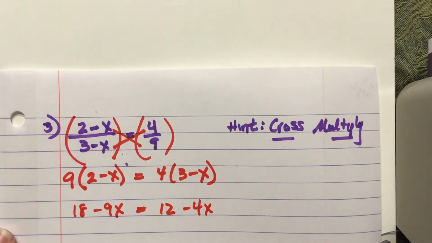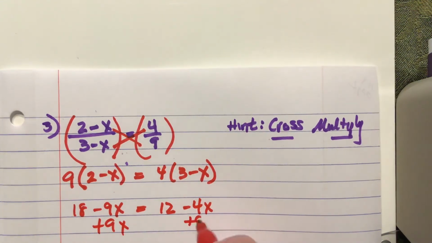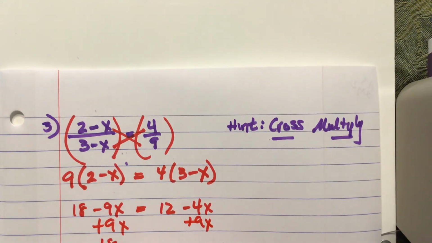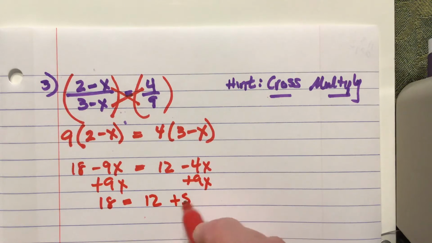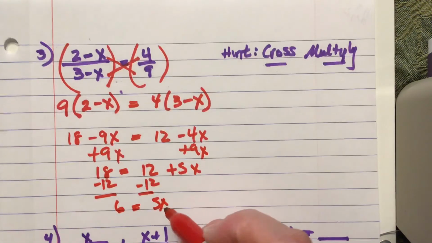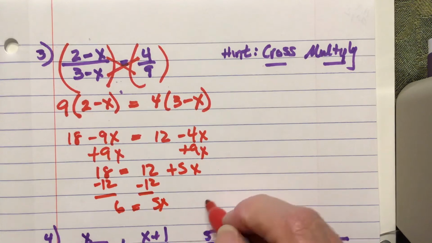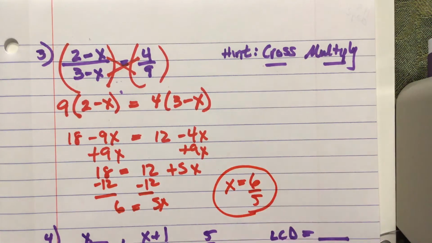And then I'm going to solve this. I'm going to just do my inverse operations, add 9x to both sides. So I have 18 is equal to 12 plus 5x. And then I'm going to subtract 12 on both sides. And I get 6 is equal to 5x. And then I could solve for that, divide both sides by 5. I get x is equal to 6 over 5.